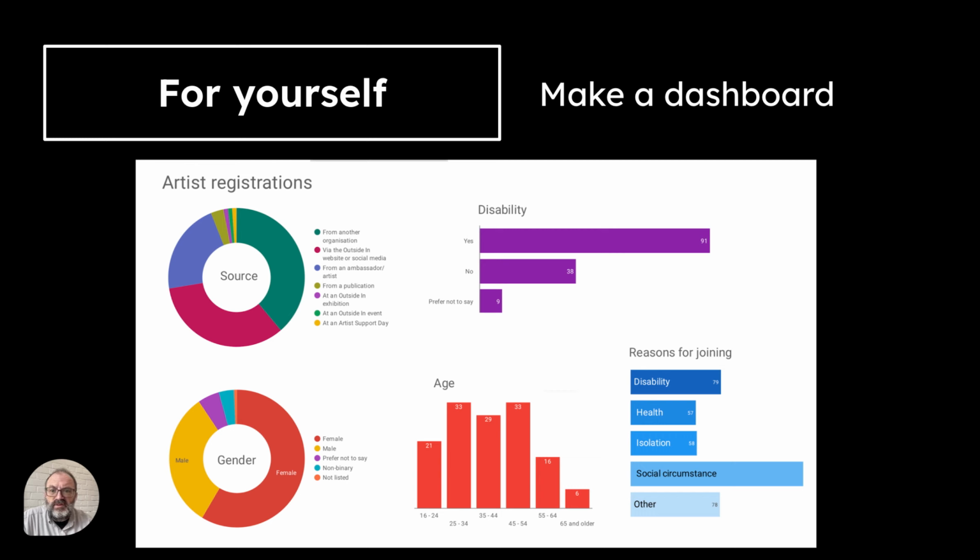Activities you can do for yourself, and here we're thinking about how you understand data, for example, is to make a dashboard. The example on screen shows a series of charts that are part of a dashboard, and it's for a disability arts organisation. It shows a set of information through 2 pie charts and 3 bar charts that helps that organisation understand the people that are participating in their programs and what those people want from the program, where they came from, and some of the demographic information about them.